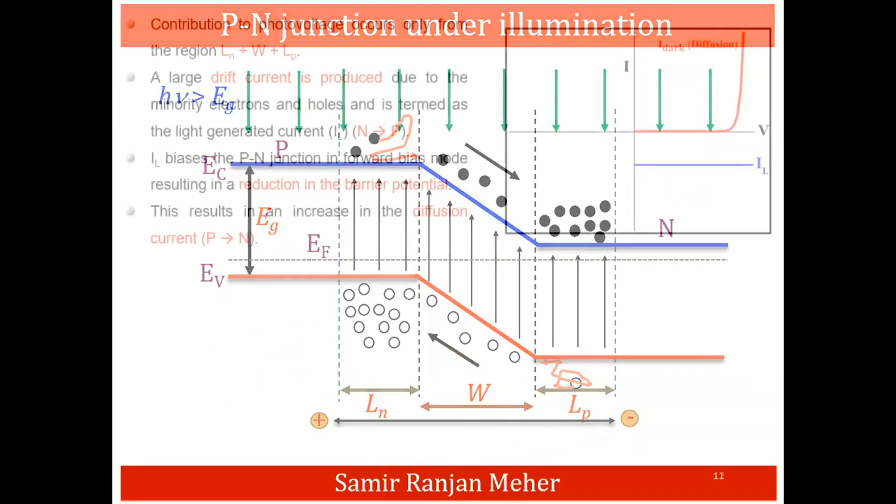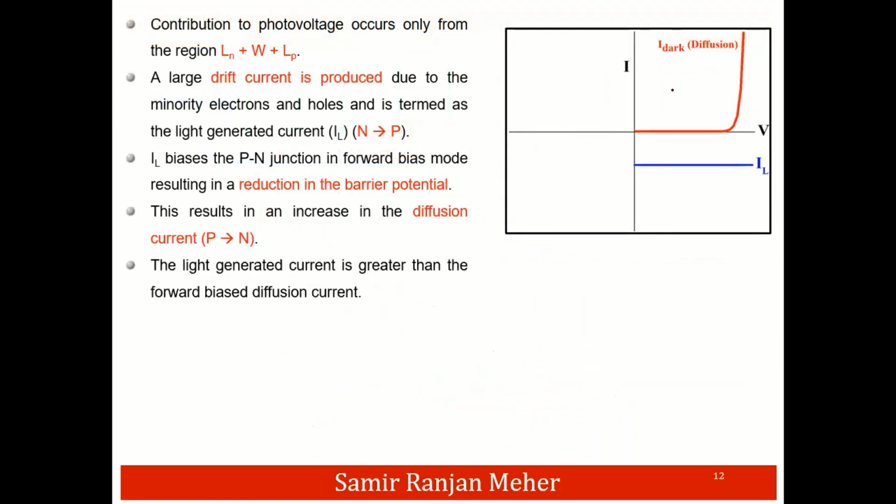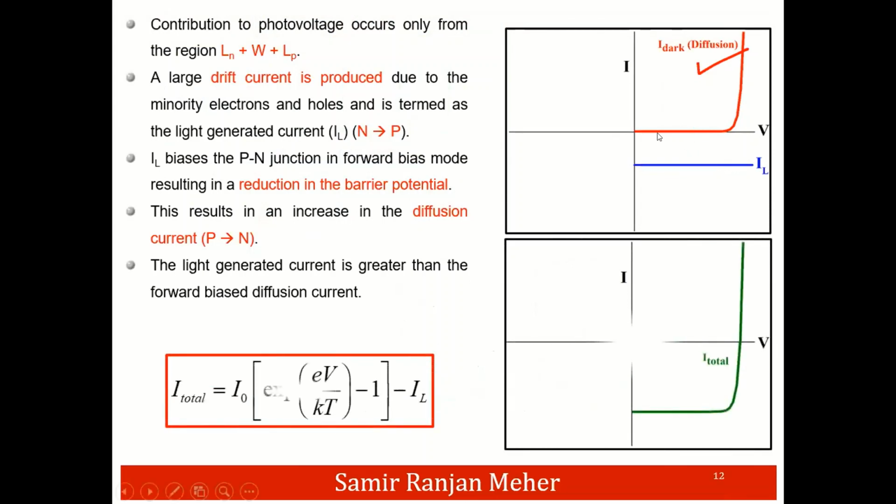So as a result, we achieve two kinds of current. One is the diffusion dark current, and the other one is the light generated current, which is a constant, not dependent on the voltage. When we add these two currents, we get the IV characteristic of the solar cell, and this is the corresponding equation. This part is the dark current, and this part is the constant light generated current. It depends only on the intensity of the light and the band gap of the semiconductor.